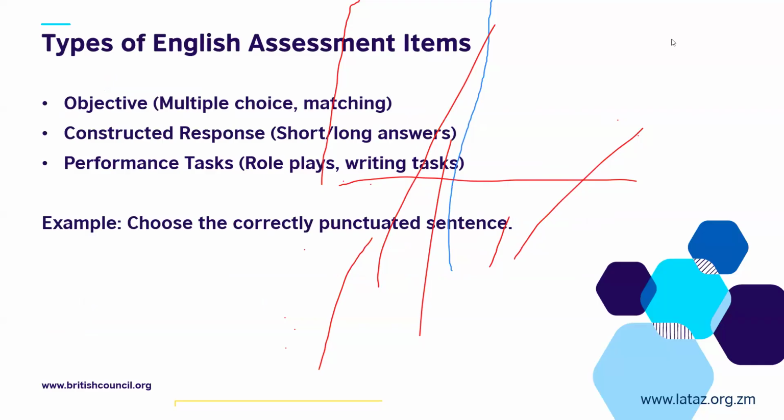We are saying here, objective multiple choice, matching. These are types of assessment items. Constructed response, short answers, performance tasks, that's role plays, writing tasks. Example: choose the correctly punctuated sentence from the sentences given below. Okay, we can move on to our next slide.